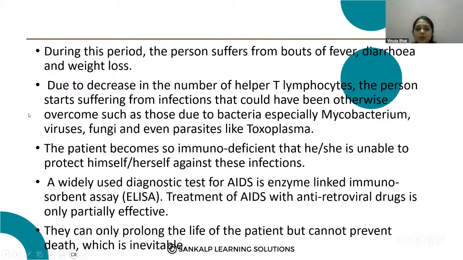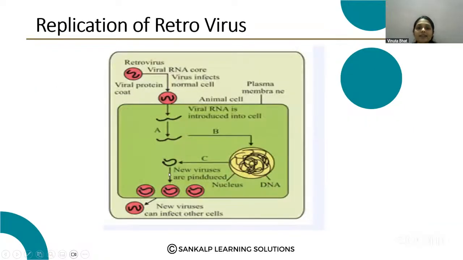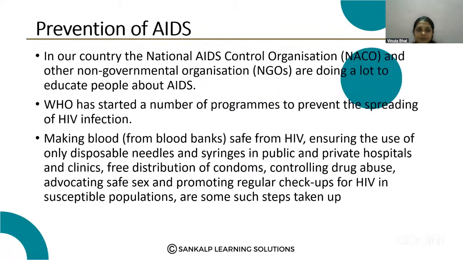Here we use the ELISA test to test for AIDS. So this is how the retrovirus multiplies in the human body. Then how can we prevent AIDS? What are the prevention methods?